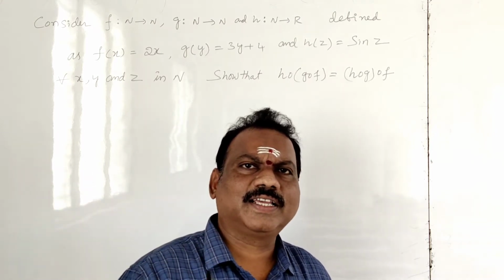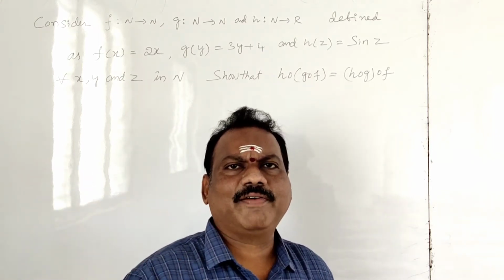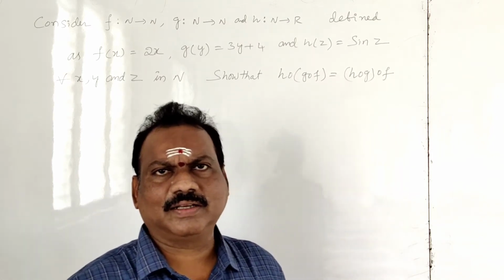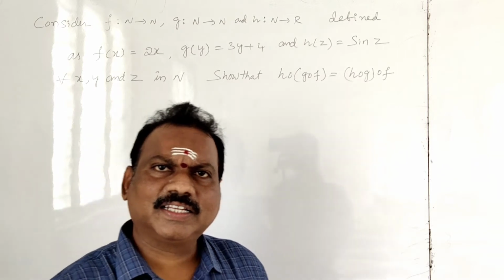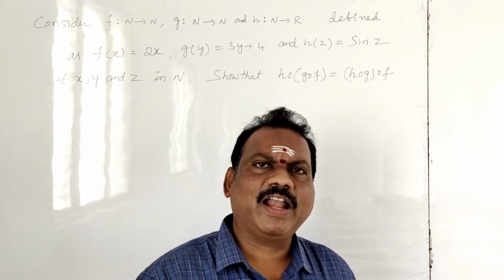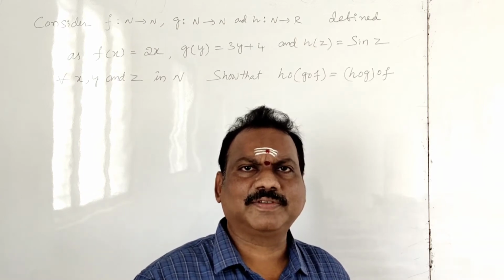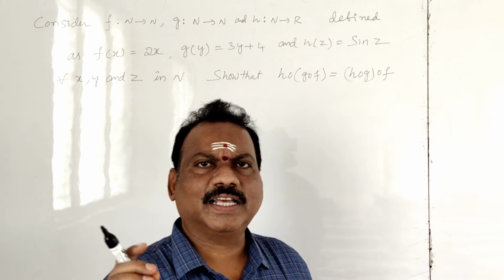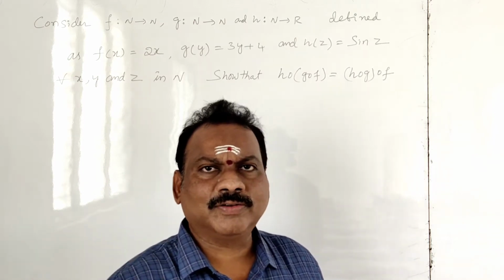Like f circle g exists, for that also we have a formula: f of g of x for all x belonging to the domain. Generally f circle g and g circle f are not equal. Even if they exist, their values are not equal. Generally f circle g is not equal to g circle f. That's why functions do not obey the commutative law.